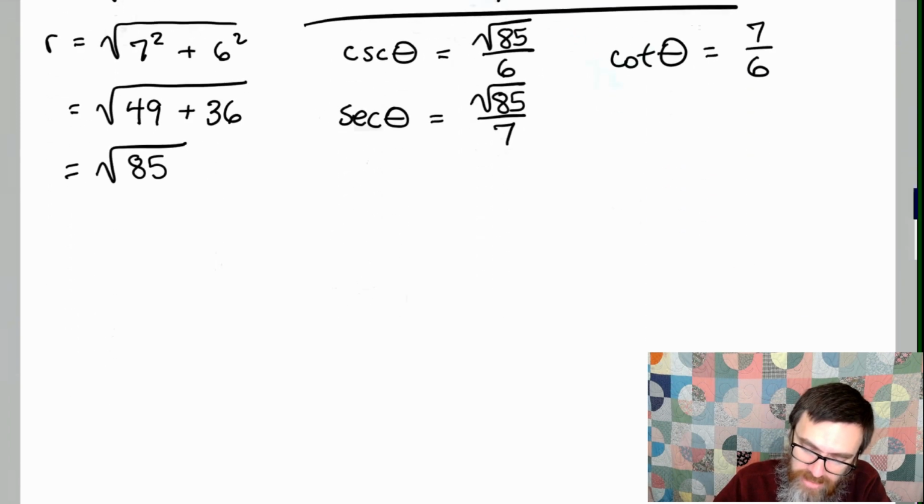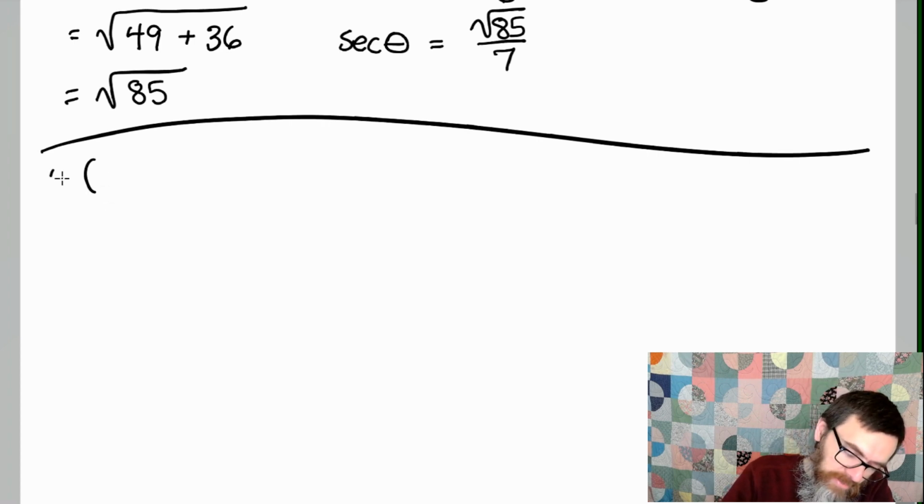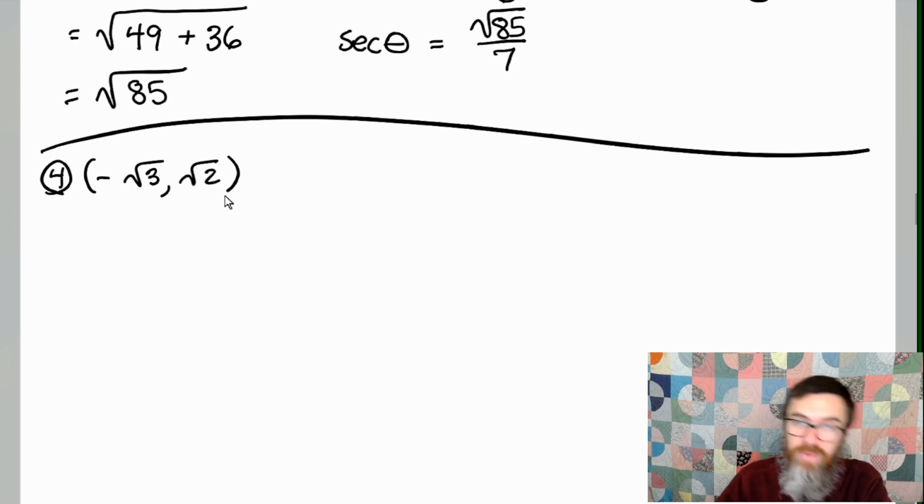All right, one last problem. So if I have negative the square root of 3, comma the square root of 2.